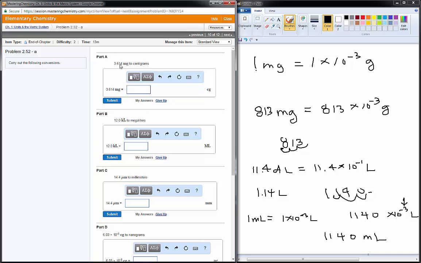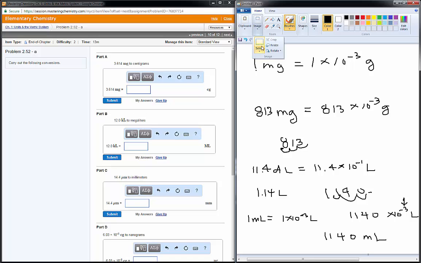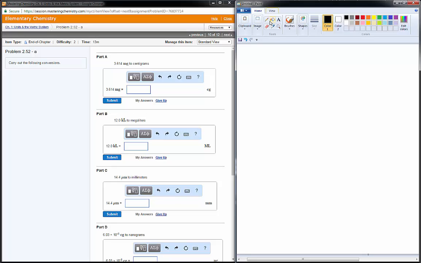Now converting milligrams to centigrams, kiloliters to megaliters, micrometers to milliliters. All right. And in some respects, it might be easiest to write these out and just move our decimal points kind of to the left and to the right. So 3.614 milligrams. Milli means 10 to the negative 3. So that is 3.614 times 10 to the negative 3 grams.